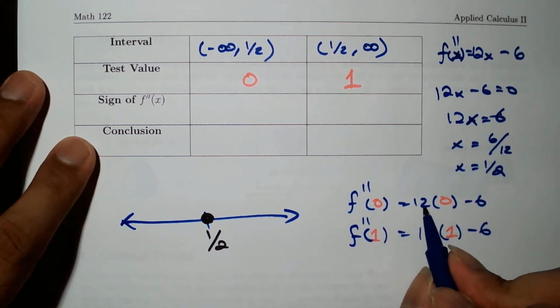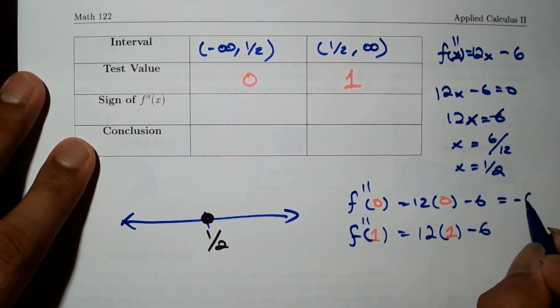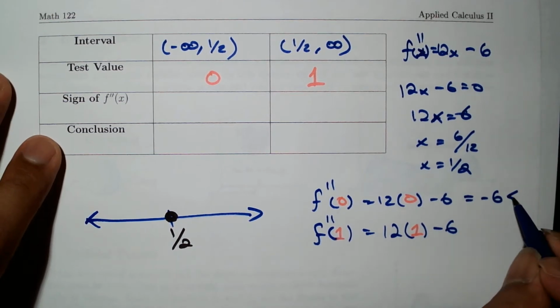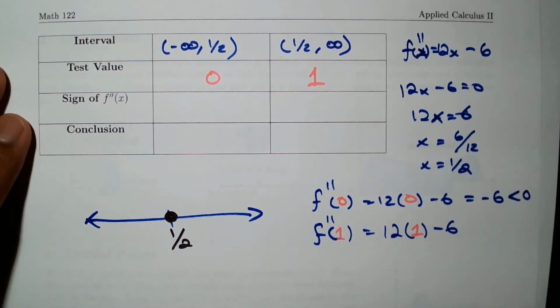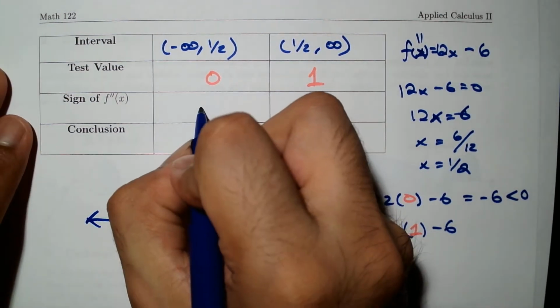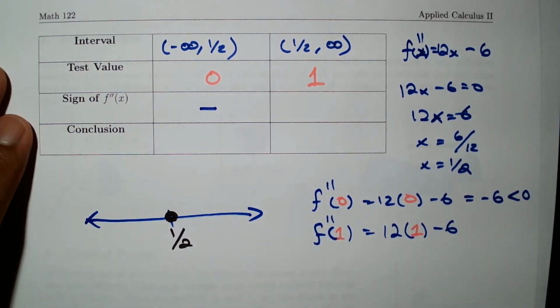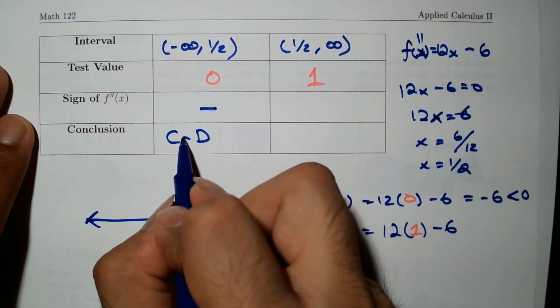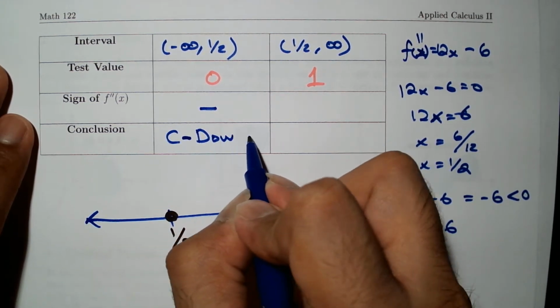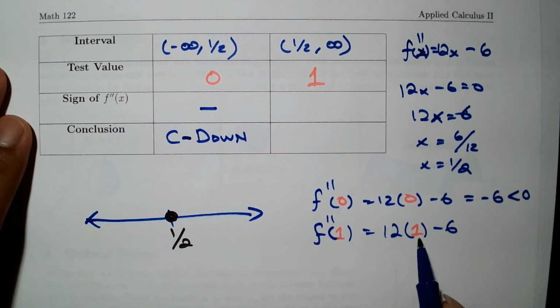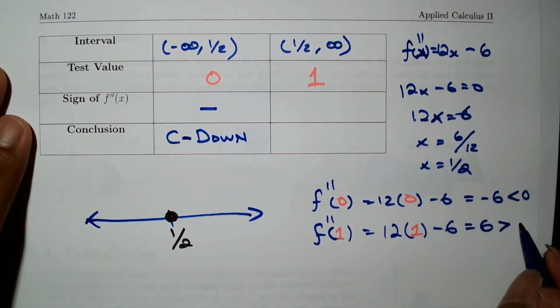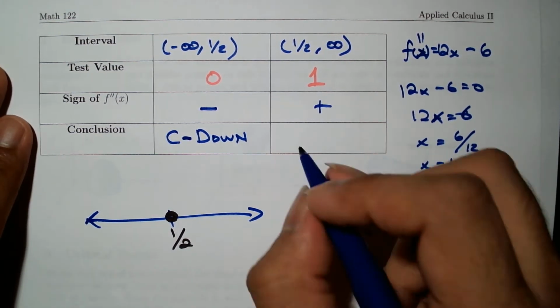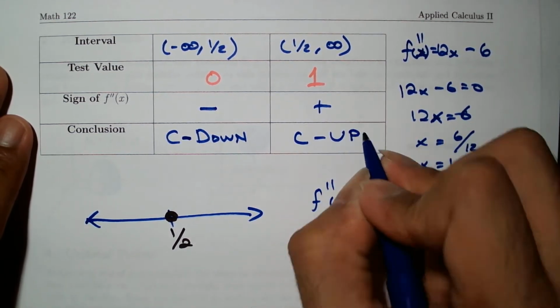Let's simplify this. 12 times 0 is 0, minus 6, this is negative 6, which is a number less than 0. So when the sign of the second derivative is negative, we have concave down. I'm going to abbreviate this as C down for a reason, I will show you why. When we evaluate the second derivative at 1, we get 12 times 1 minus 6, which is positive 6, greater than 0. So that's positive, and this is concave up.